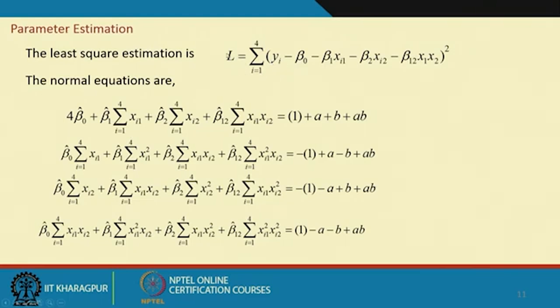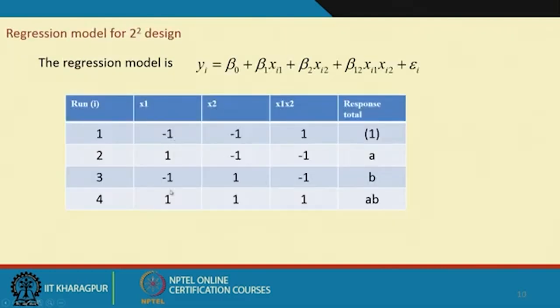If you make del L by del beta 0 equal to 0, you will get this equation. If you do it with beta 1, you will get the second equation, beta 2 the third equation, beta 1 2 the fourth equation. And here you see the sum of x i 1 will be 0, because x i 1 means the sum of this column, minus 1 plus 1 minus 1, will be 0. All the column sums will be 0.